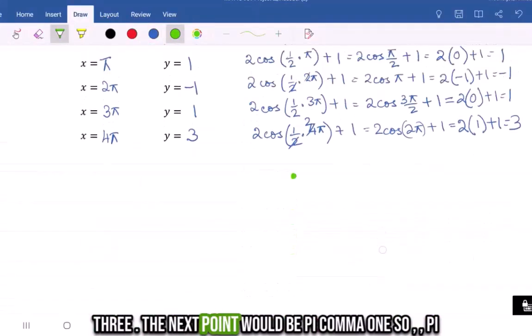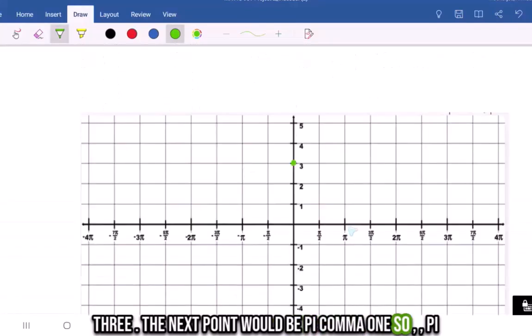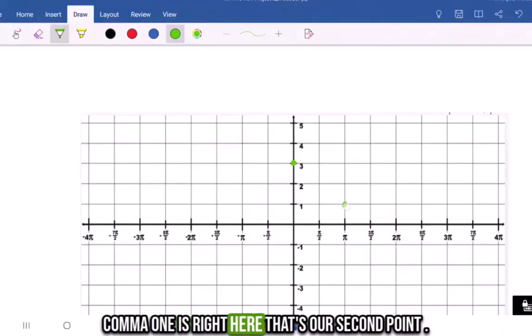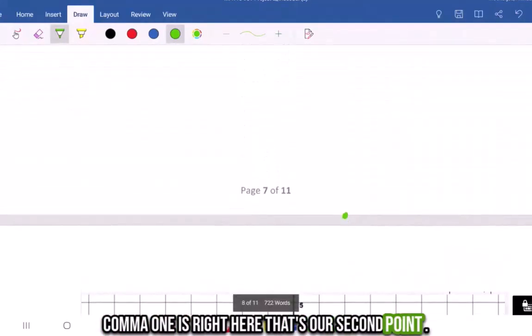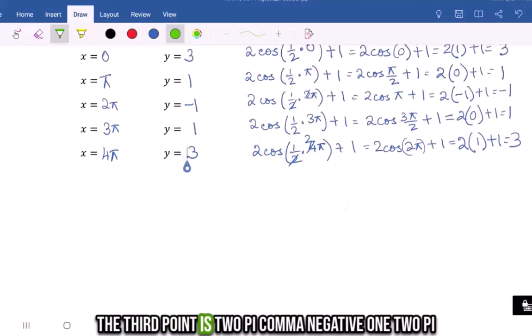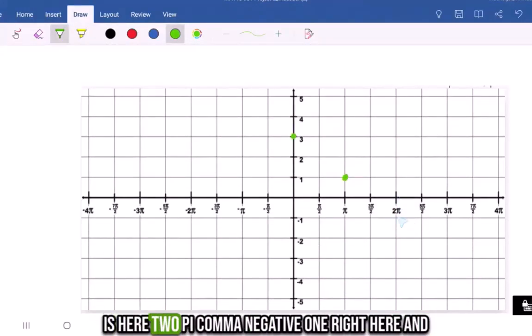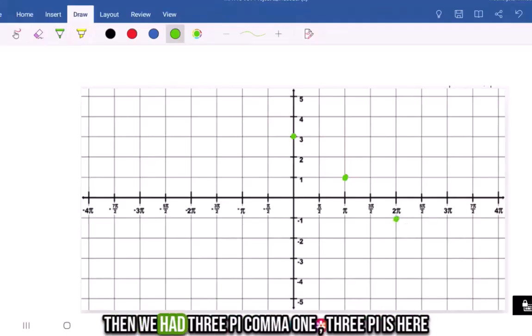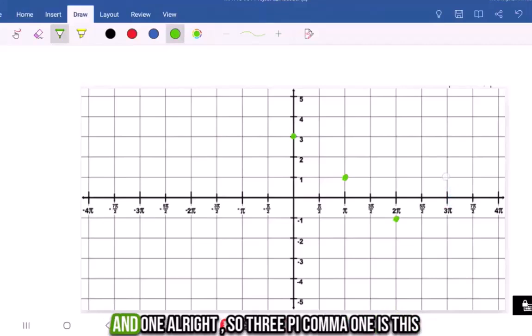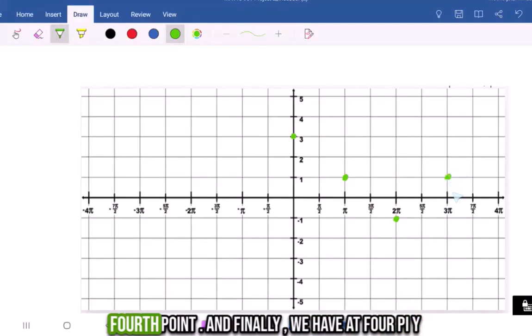The next point would be pi, 1. So pi, 1 is right here. That's our second point. The third point is 2 pi, -1. 2 pi is here. 2 pi, -1 right here. And then we had 3 pi, 1. 3 pi is here and 1. All right. So 3 pi, 1 is this fourth point.